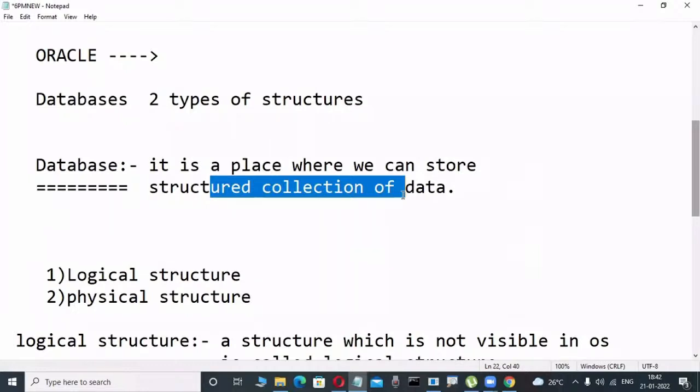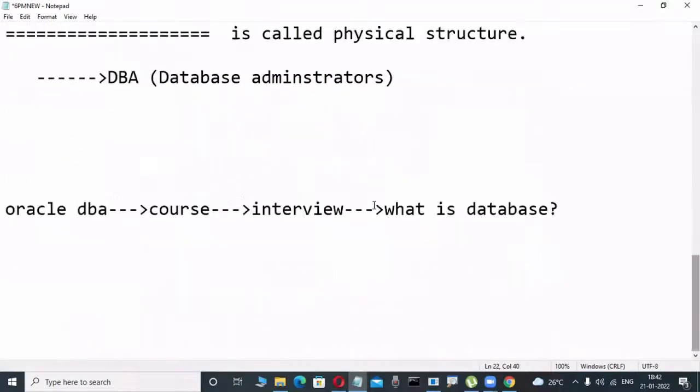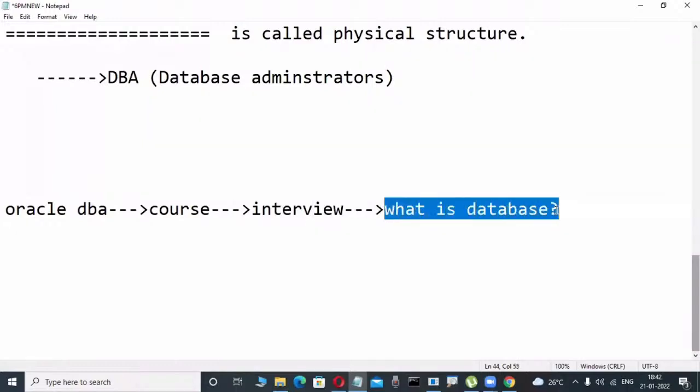They are understandable. But unfortunately, a DBA has different knowledge. When an interviewer asks a DBA what a database is, I am not going to say it is a place which stores a structured collection of data, because that is the logical side. I am telling the physical side.